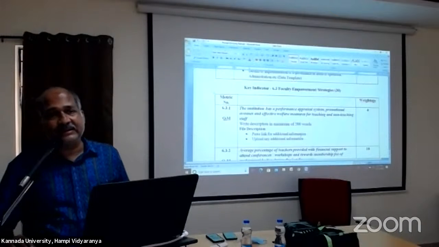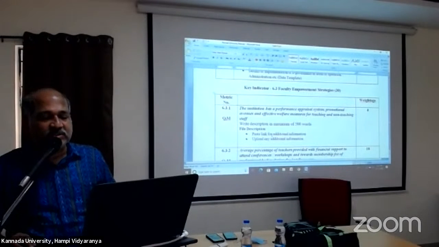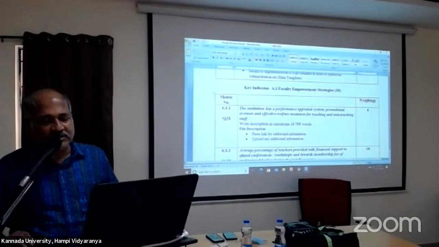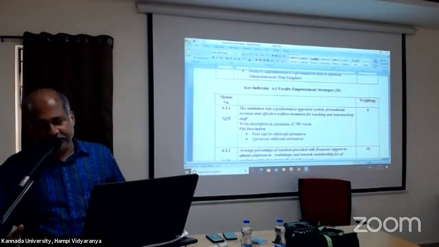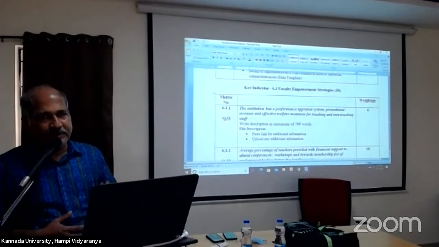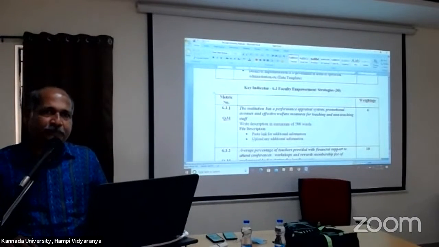Next, a key indicator is faculty empowerment and strategies. The institution has a performance appraisal system, promotional avenues, and effective welfare measures for teaching and non-teaching staff. It's very important. Every faculty member should have a performance appraisal system. I'm sure even in my universities we have a performance appraisal system, and government and other universities also. Every university should have one.